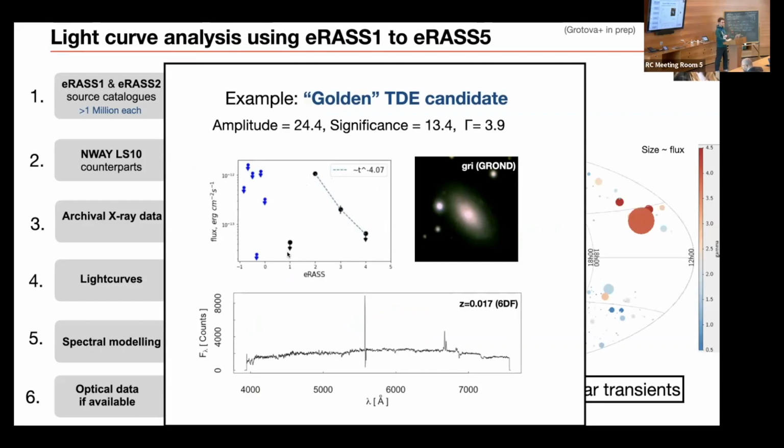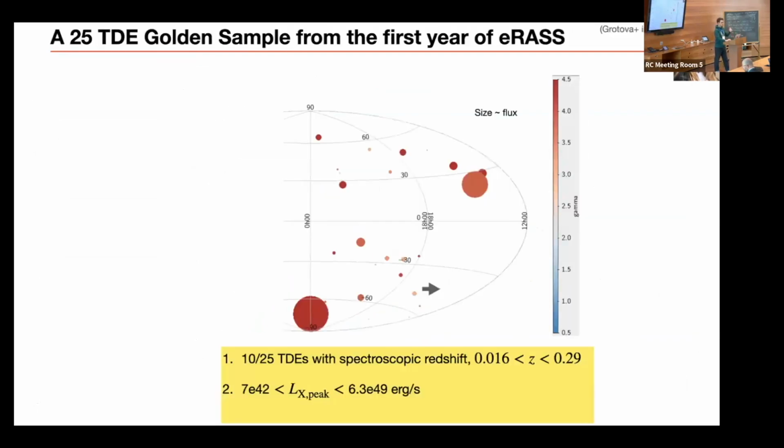So this is the first eRASS scan, second, third, fourth. You see a large amplitude flare between these two scans. Then she can define a sample of golden TDEs. So it's obviously difficult to say what is a TDE and what is not. But if you effectively say the sources which show a short-lived X-ray flare, she gets down to a sample of about 25 TDEs from 1 year of eROSITA observations.